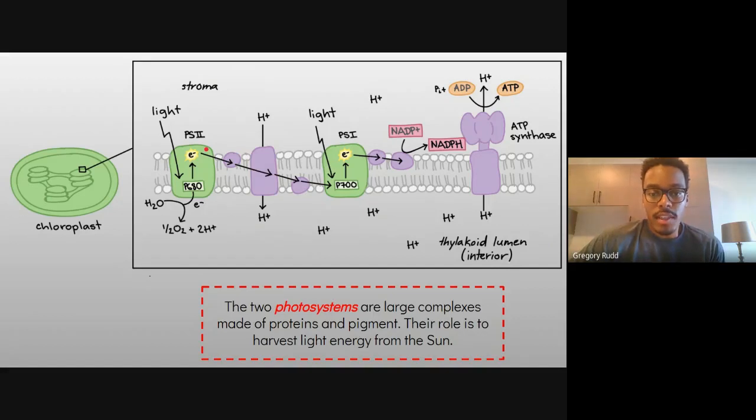Okay. So here in this first image, you can see that there are these two photosystems. They are called photosystem 2 and photosystem 1. We can shorten that to PS2 and PS1. These are large complexes that are made up of proteins and pigment. Pigment is a chemical that can absorb light and reflect light. There are many types of pigment that would be found in these photosystems, but there are two specific special types that we'll talk about, and those are P680 and P700. But ultimately, the role of these photosystems is to harvest light energy from the sun. So not only to absorb it, but to put it to use.